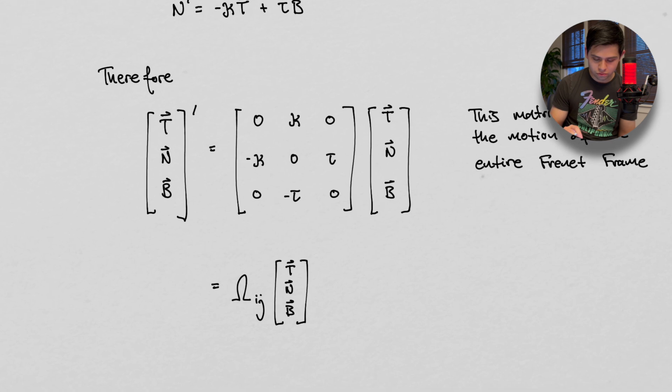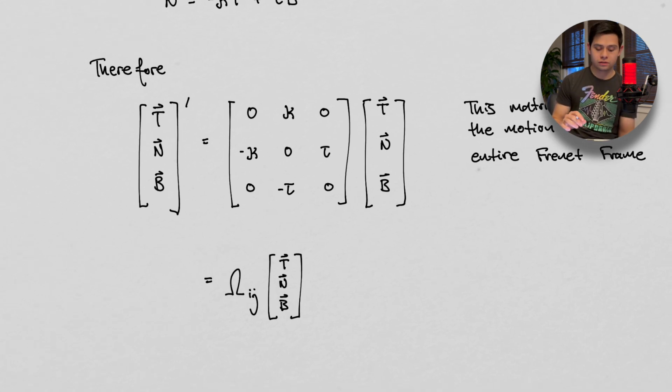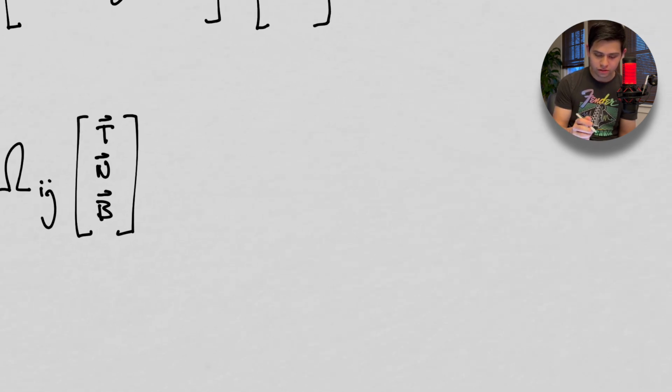So we come to a very interesting look at things. T, N, and B transform. Here's the old T, N, and B, and here's the new transformed T, N, and B. And so the matrix here contains the curvature and the torsion. And the curvature and the torsion, this is an anti-symmetric matrix with zeros along the diagonal here. Okay?